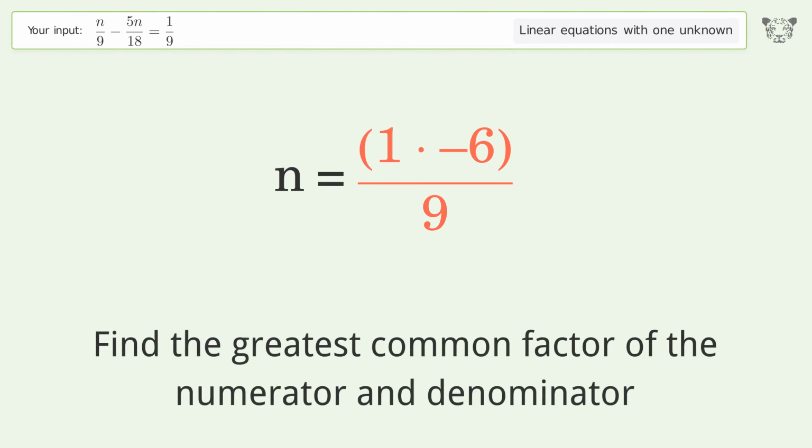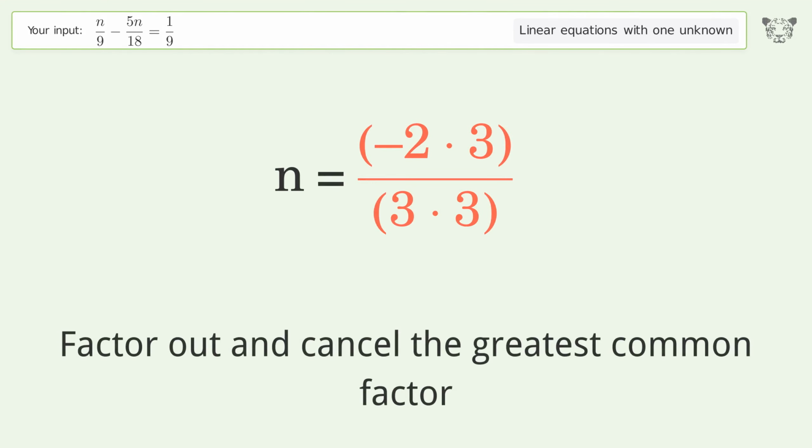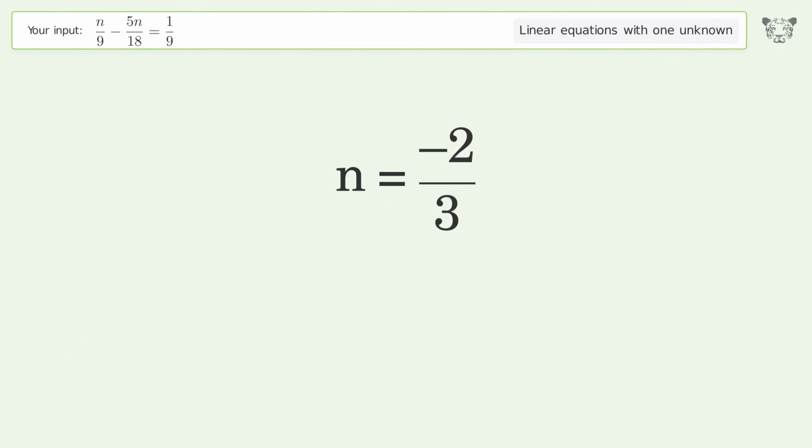Find the greatest common factor of the numerator and denominator. Factor out and cancel the greatest common factor. And so the final result is n equals -2/3.